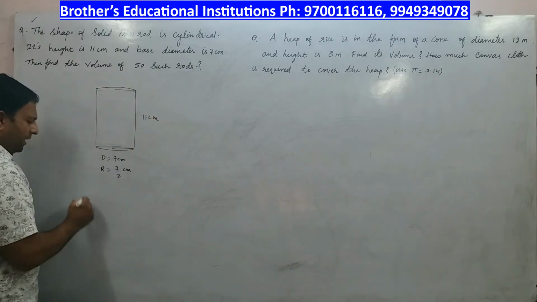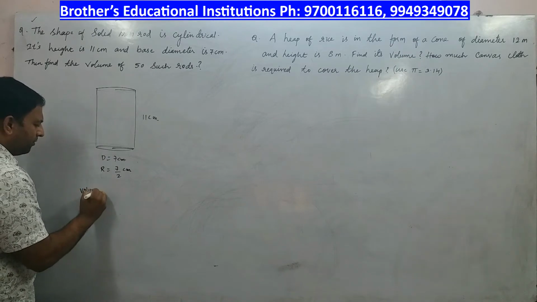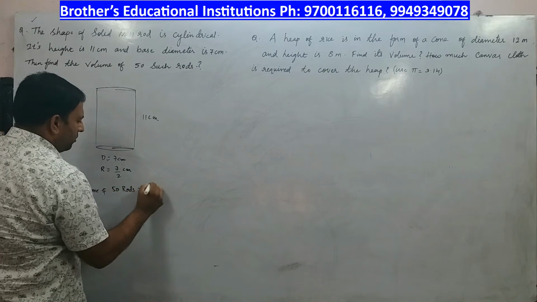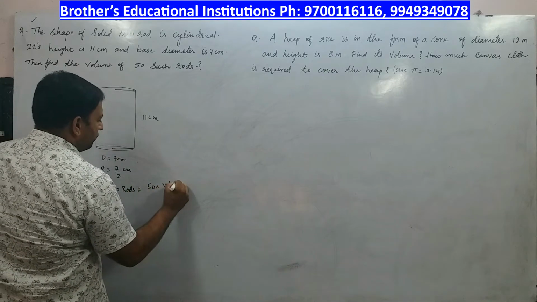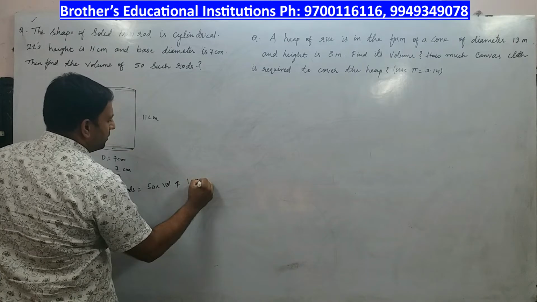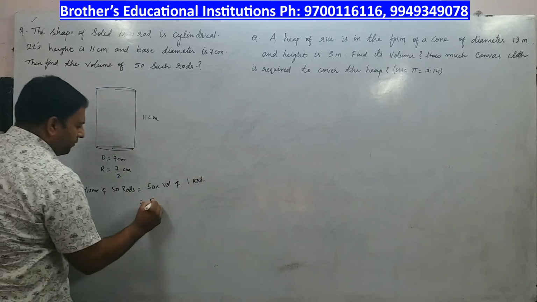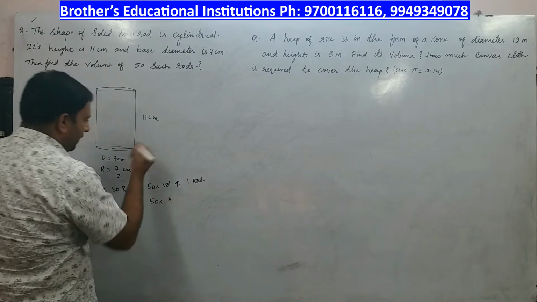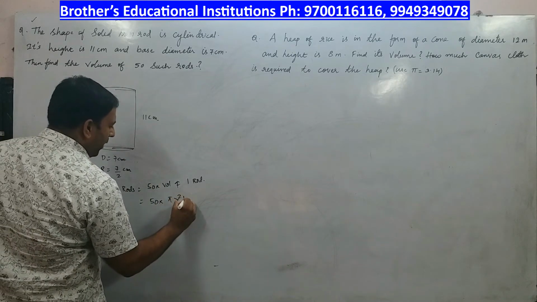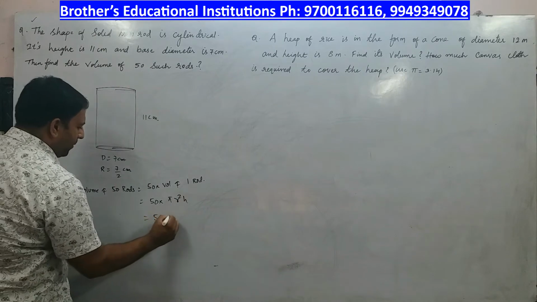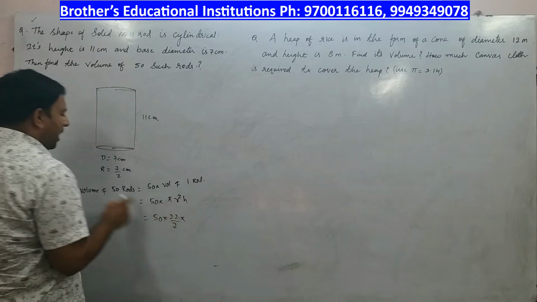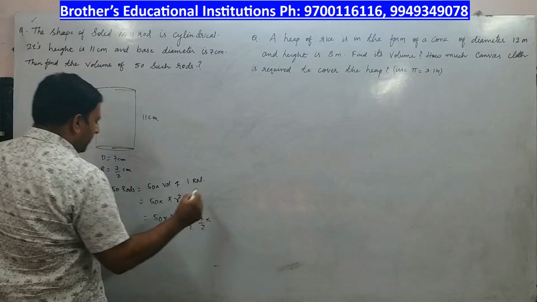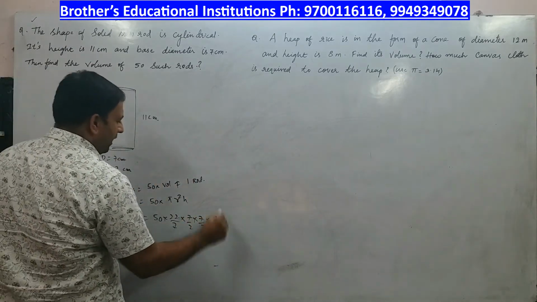Very simple. Volume of 50 rods is equal to 50 into the volume of one rod. Volume of one rod, a cylindrical rod, is pi r square h. So it is 50 into 22 upon 7 into r square. R square means 7 by 2 into 7 by 2, into h. What is h? h is 11 centimeters.